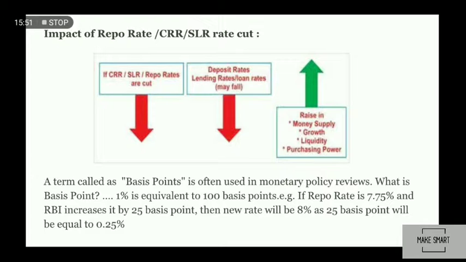Example, if the repo rate is 7.75% and RBI increases it by 25 basis points, the new rate will be 8%, as 25 basis points is equal to 0.25%. I think you understand the basis point. A 25 basis point increase means a 0.25% increase. 1% is equivalent to 100 basis points.